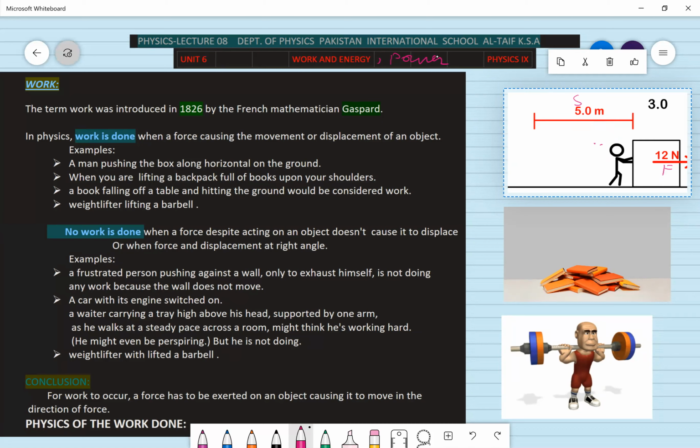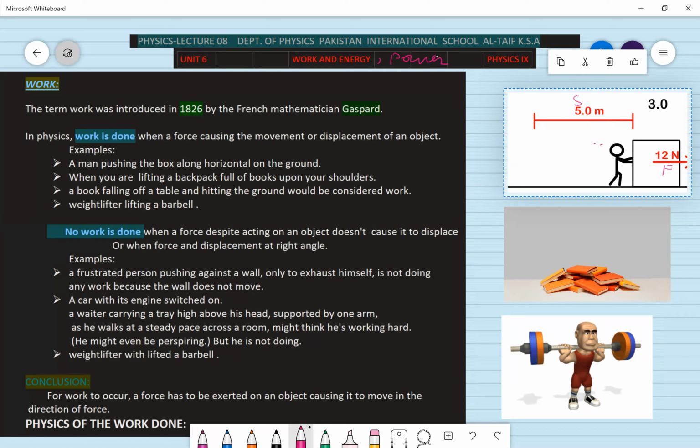So when a man pushes the box along the horizontal on the ground, then we say that the man is doing work. Why? Because the force causes a displacement. The force causes the object to displace. So we say that work is done.